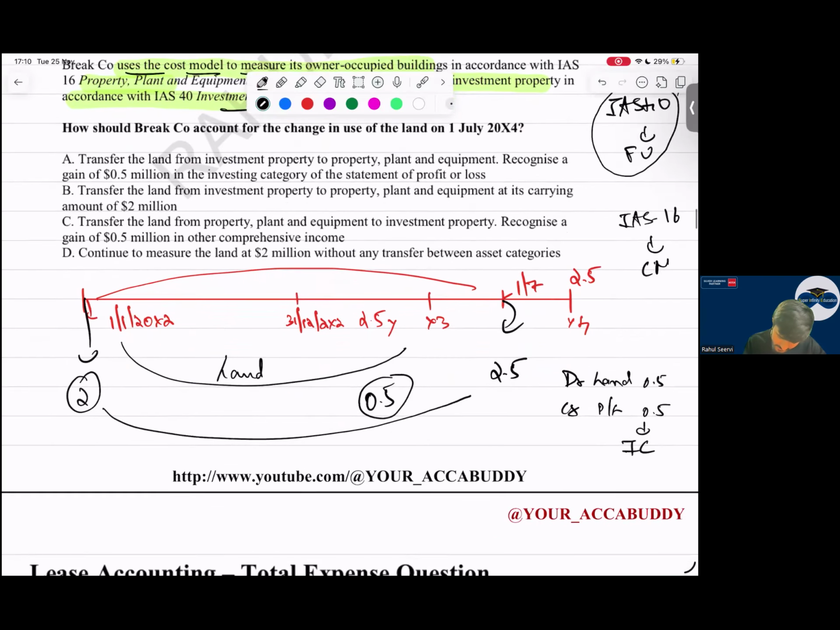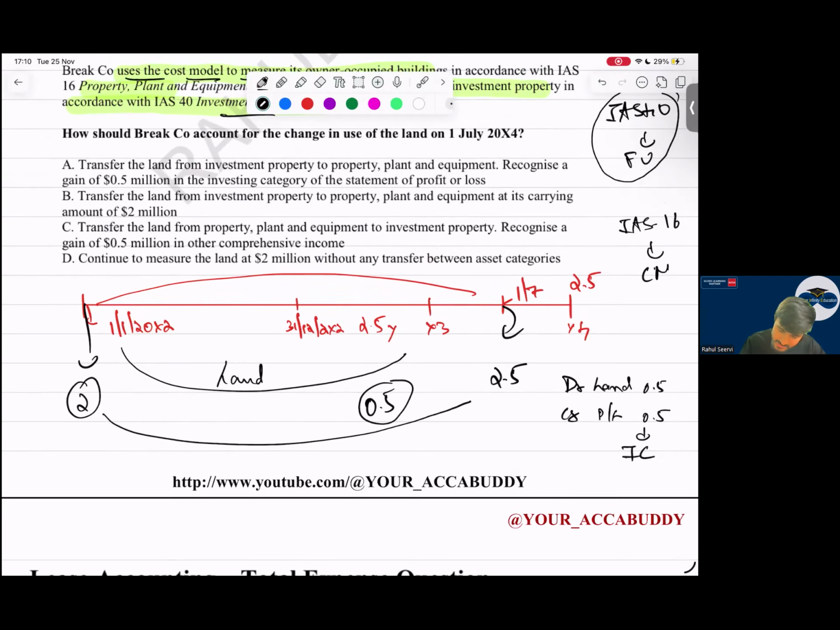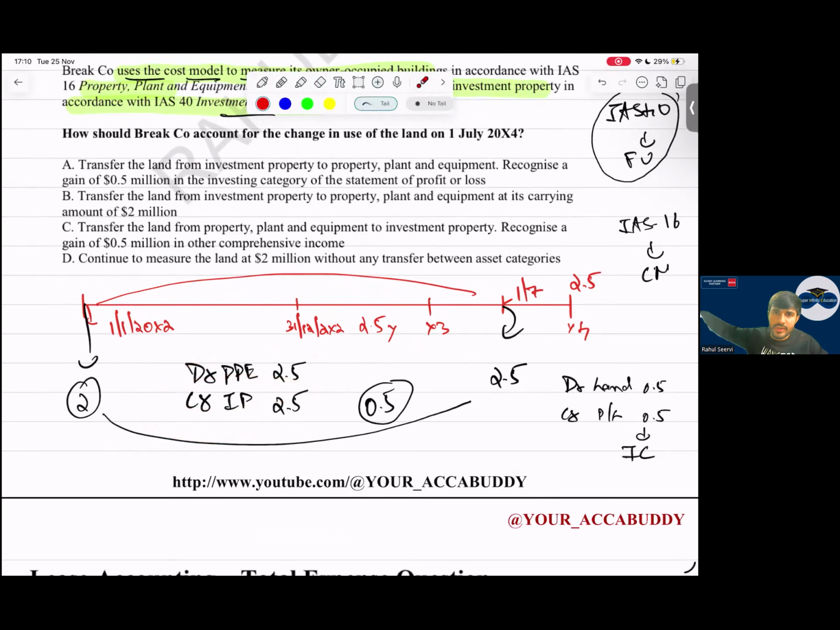Then what will I do? Then I will transfer the land. When I transfer the land, what is the journal entry I record? Debit PPE, credit investment property, 2.5, 2.5. So my value of PPE will be what? 2.5. I have transferred that. On this 2.5 we will follow IAS 16 now.